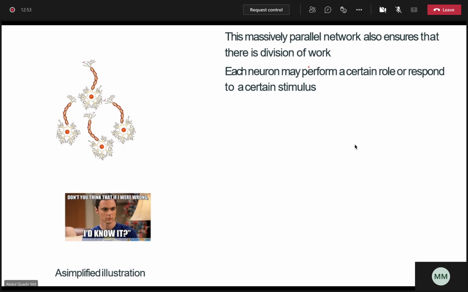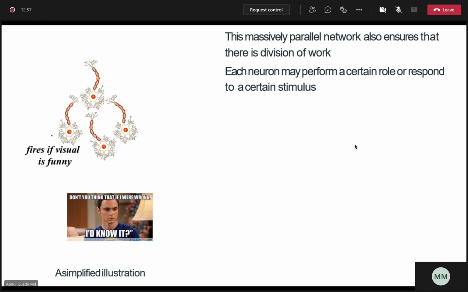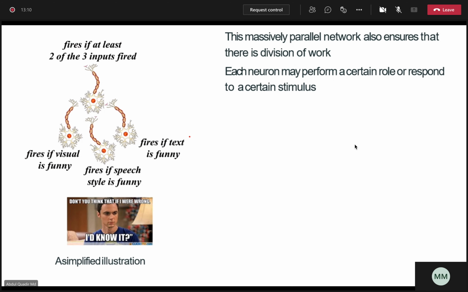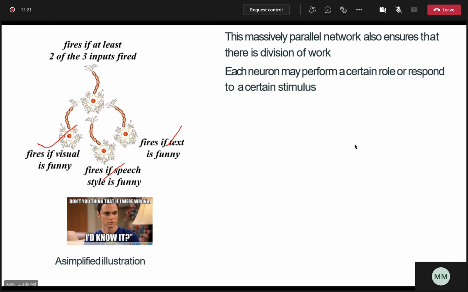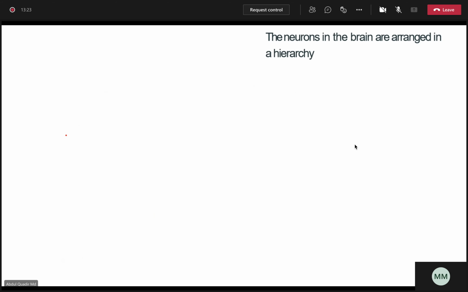So it is massively connected. That's what I have told you. Now you will not laugh for everything, right? Somebody will laugh only when the visual is funny, somebody will laugh when the speech is funny, some neuron will trigger when the text is funny. Some neuron will fire when visual and speech are funny. Somebody will laugh when visual, speech, and text, everything put together, is funny. So it is arranged in a particular hierarchy in different varieties of ways.